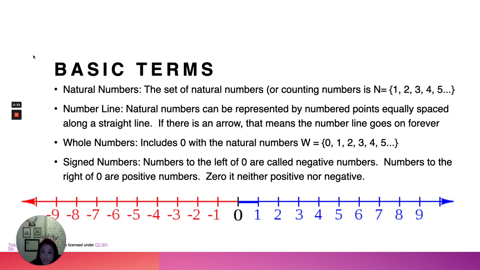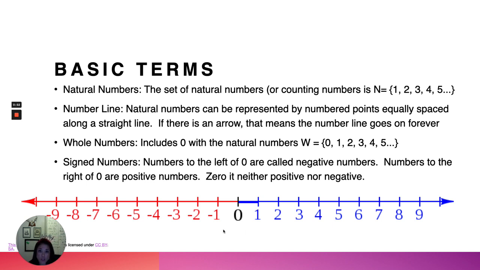Here below, you can see a number line, and these all are natural numbers that can be represented by numbered points that are equally spaced along a straight line. So you can see your natural numbers 1, 2, 3, 4, 5, 6, and so on. This arrow means that it goes on for infinity. A whole number includes 0 with the natural numbers.